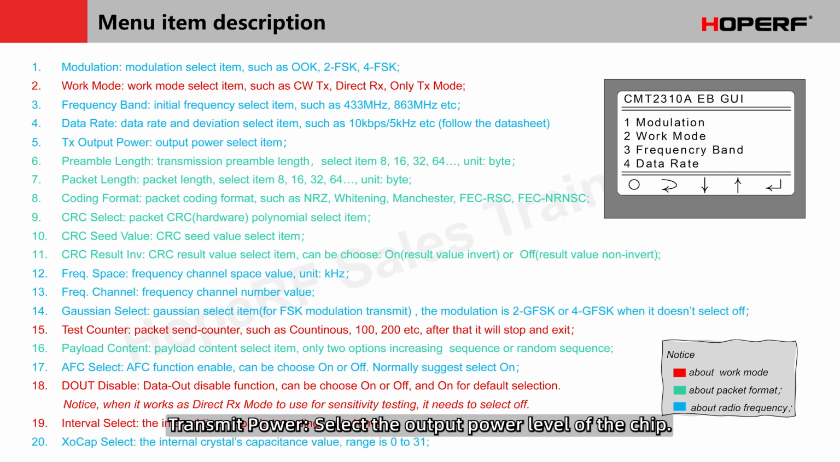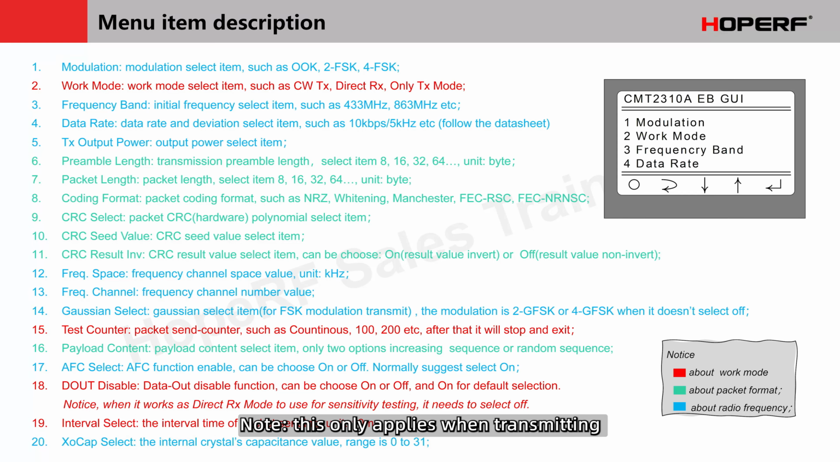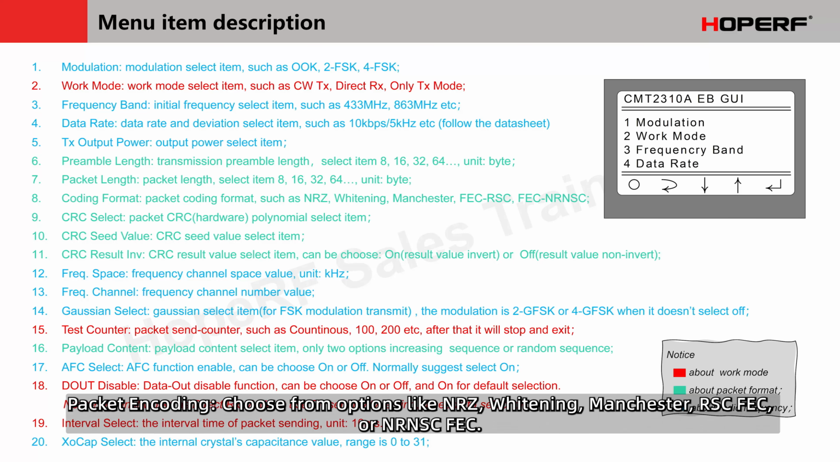Transmit power. Select the output power level of the chip. Preamble length. Set the preamble length for transmitted packets, e.g. 8, 16, 32, or 64 bytes. Note, this only applies when transmitting. Payload length. Set the payload length for packets, e.g. 8, 16, 32, or 64 bytes. Packet encoding. Choose from options like NRZ, Whitening, Manchester, RSC, FEC, or NRNS FEC.